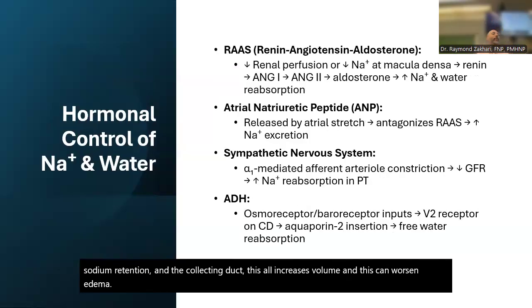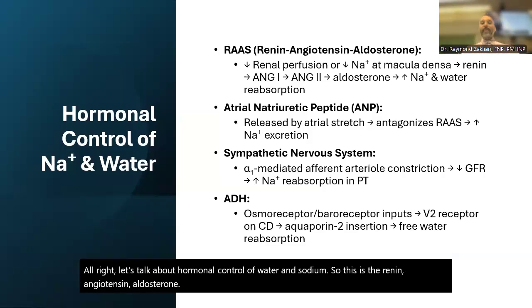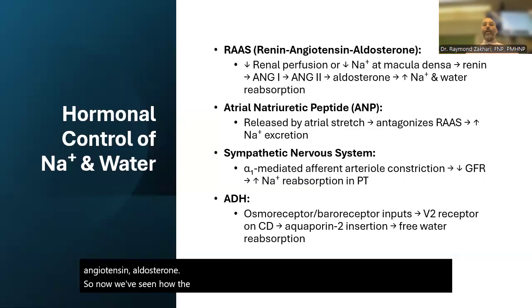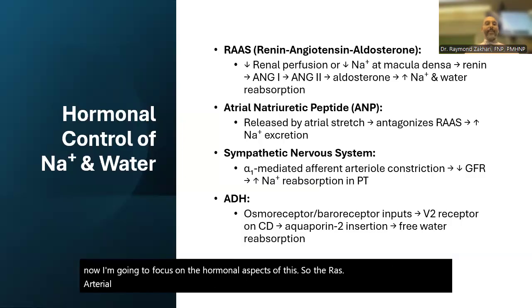All right, let's talk about hormonal control of water and sodium. So this is the renin-angiotensin-aldosterone system. Now we've seen how the kidneys manage sodium and water to keep fluid balanced, and now I'm going to focus on the hormonal aspects of this. So the RAS, atrial natriuretic peptide, sympathetic nervous system, and antidiuretic hormone. These factors also help regulate fluid.